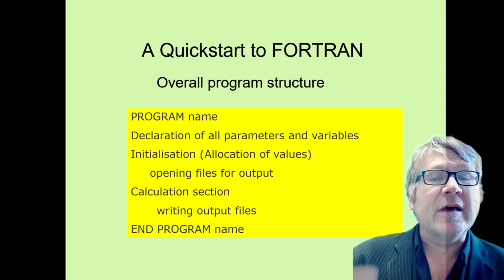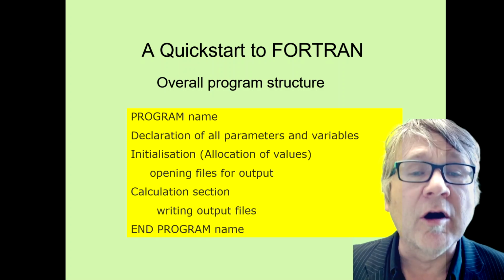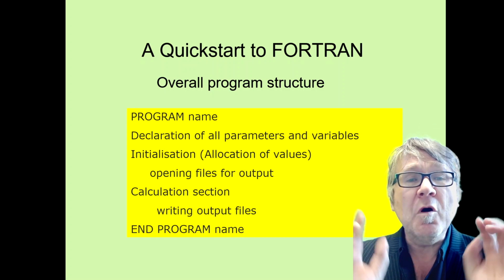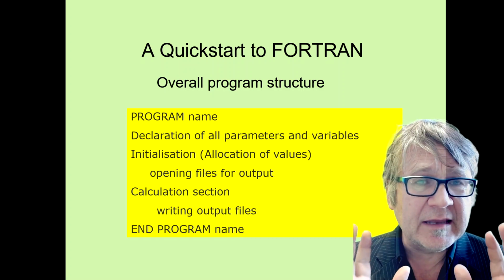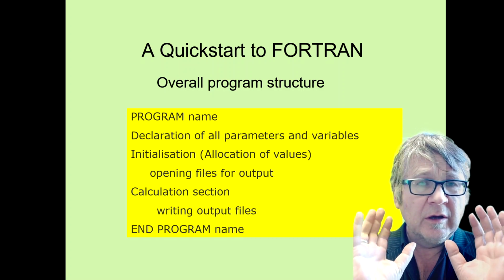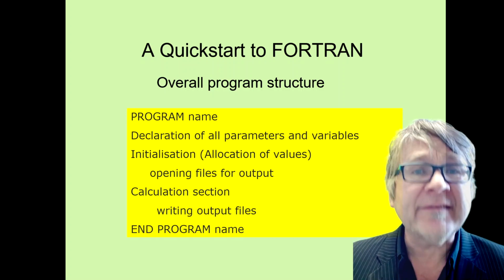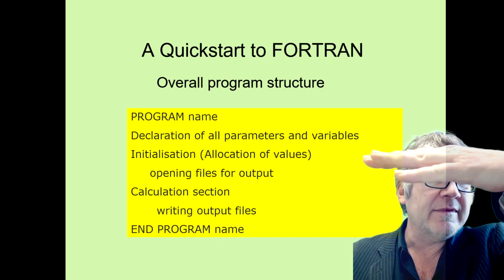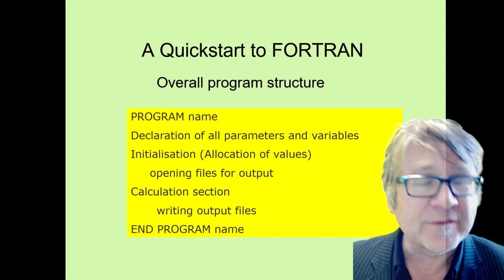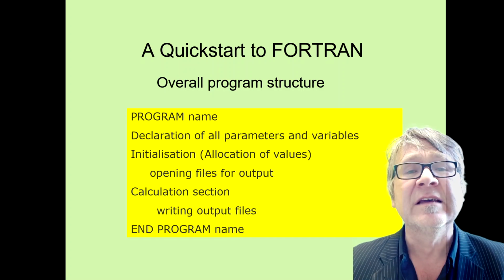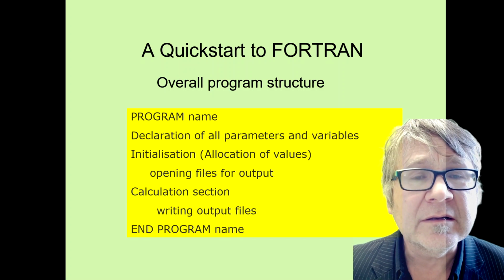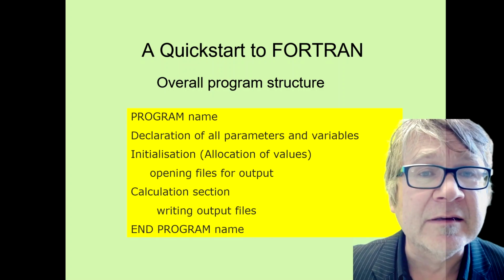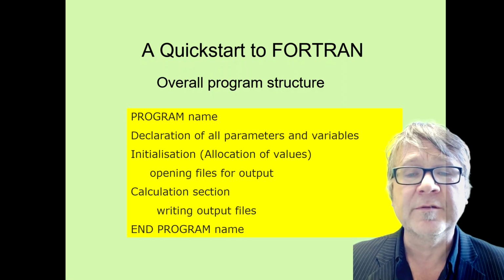So let us now have a look at the overall structure of a Fortran code. The most important part is that a code will be executed line by line, starting at the top and then moving downward. That's what the compiler does. It translates each line starting from the top and then ending up at the bottom of this script.